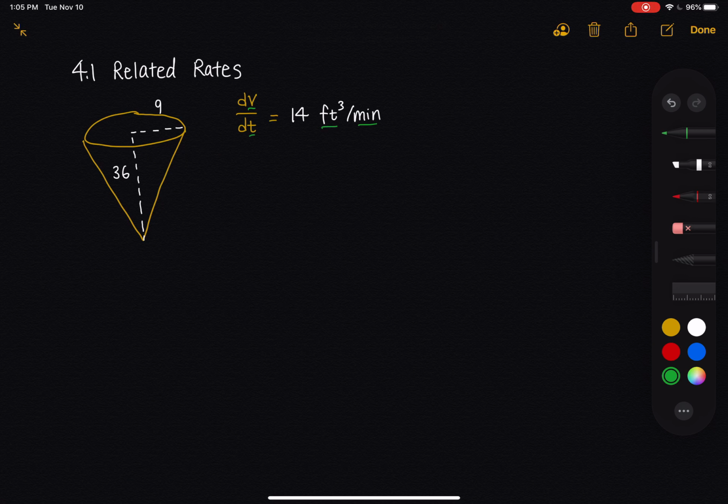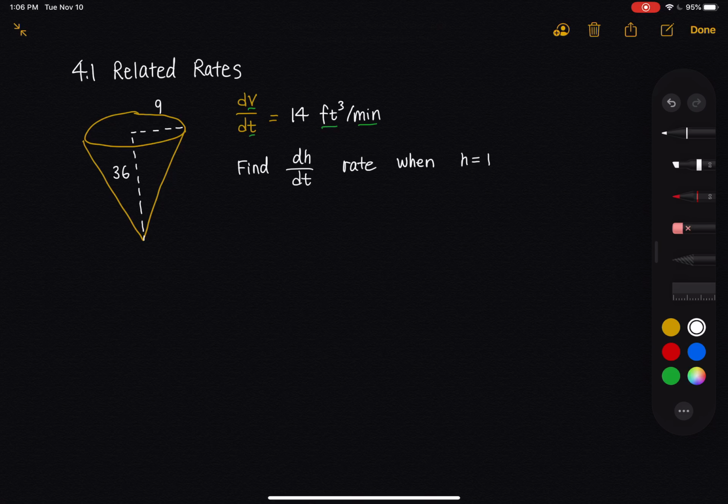So then the question is asking, at what rate is the water rising in the tank when the depth of the water is 1 foot? So what is the rate the water is rising? That is dh over dt, because it's asking for a rate. It has to be something that's changing with respect to time. And we want it when the depth of the water equals 1 foot.